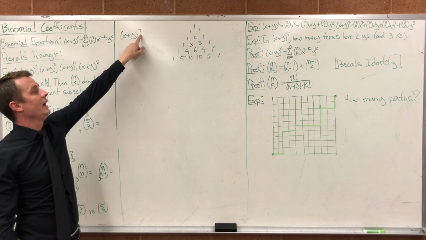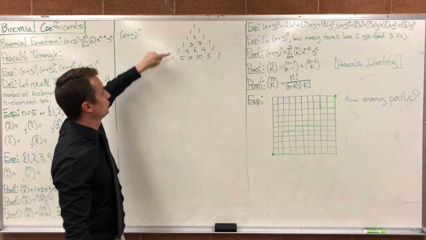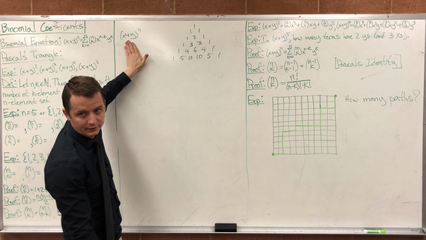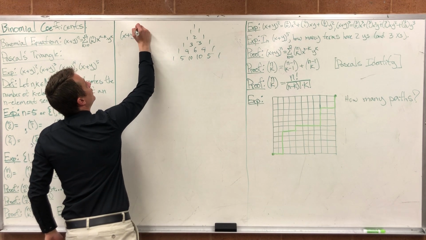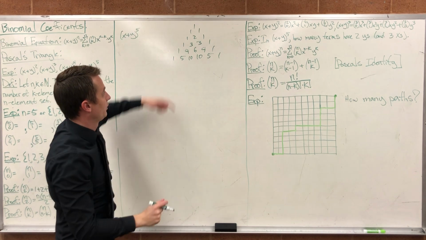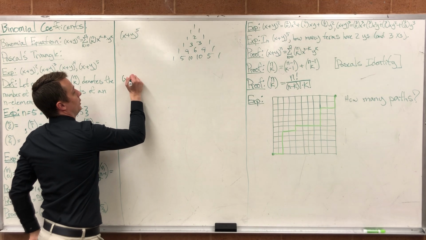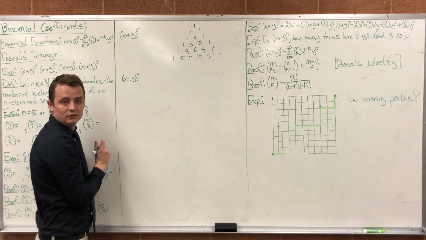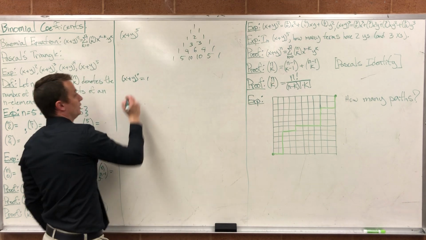x plus y to the n, if I call this the 0th row, I need to go to the nth row to find the coefficients for when we expand that out. So if we're talking about x plus y to the 5th, then its coefficients can be found on the 5th row. So this is the 0th row. In other words, what's x plus y to the 0? 1. It's just 1. And so its coefficient is just 1. What's x plus y to the 1?